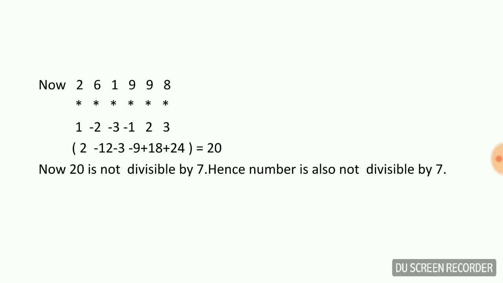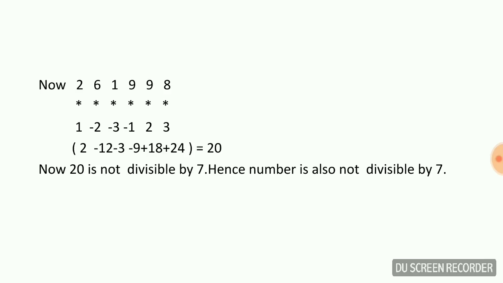Whatever number is below the digit, simply multiply them. Now what is below 2? Below 2 is 1. So 2 into 1 is 2, 6 into minus 2 is minus 12, 1 into minus 3 is minus 3, 9 into minus 1 is minus 9, 9 into 2 is 18, 8 into 3 is 24. Sorry for the alignment in this slide, but you can understand it.